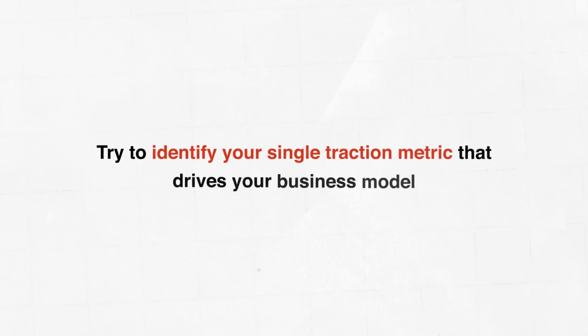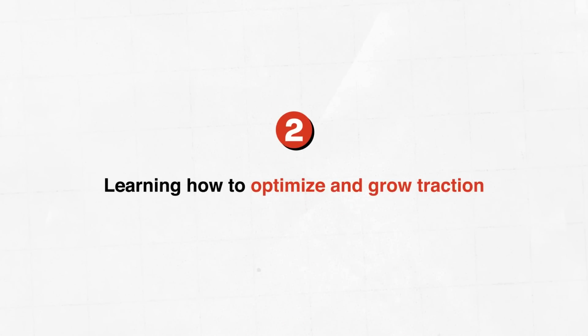So if you're currently passing off any metric that happens to be going up as traction, stop and try to identify your single traction metric that drives your business model. That's the first step. The next step is learning how to optimize and grow traction. To learn how to do that, you should check out this video over here, where I deconstruct traction into 5 component metrics and show you how to optimize them.